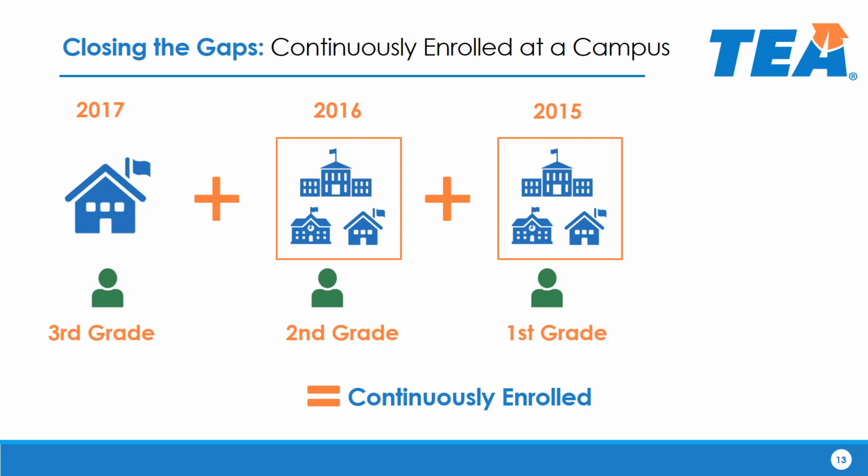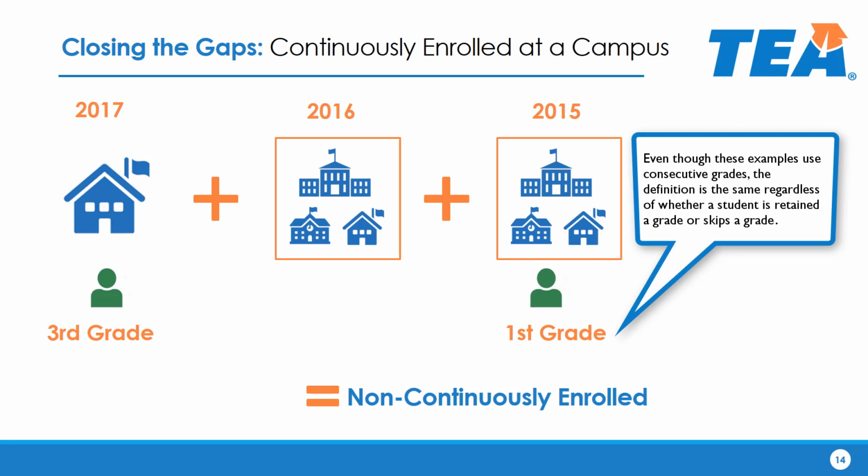Now we're looking at the same example, we're just starting in 3rd grade. So in 2017, the student was in 3rd grade on this campus. In 2016, the student was in 2nd grade on the snapshot date. And in 2015, the student was in 1st grade on the snapshot date. This student is considered continuously enrolled.